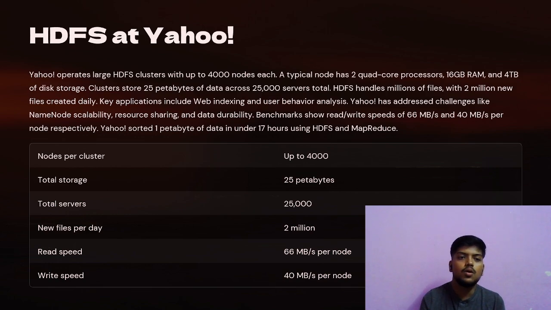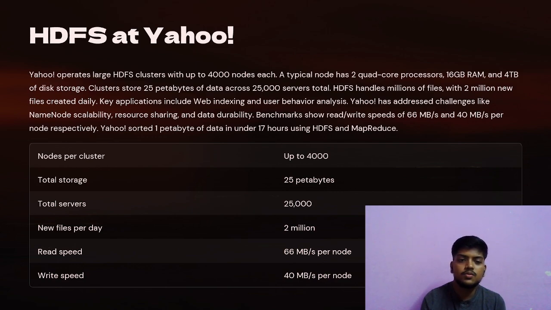HDFS at Yahoo. Yahoo operates large HDFS clusters with up to 4,000 nodes each. A typical node has two quad-core processors, 16 GB RAM, and 4 TB of disk storage. Clusters store 25 petabytes of data across 25,000 servers in total. HDFS handles millions of files, with 2 million new files created daily. Key applications include web indexing and user behavior analysis. Yahoo has addressed challenges like NameNode scalability, resource sharing, and data durability. Benchmarks show read and write speeds of 66 MB/s and 40 MB/s per node respectively. Yahoo sorted 1 petabyte of data in under 17 hours using HDFS and MapReduce.